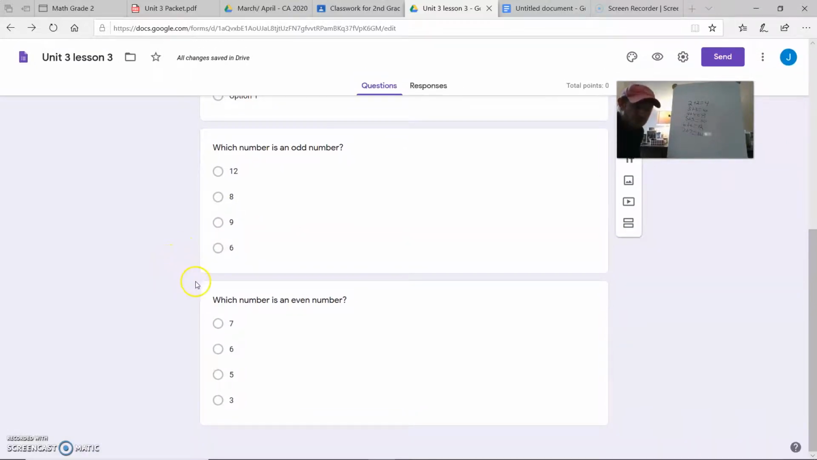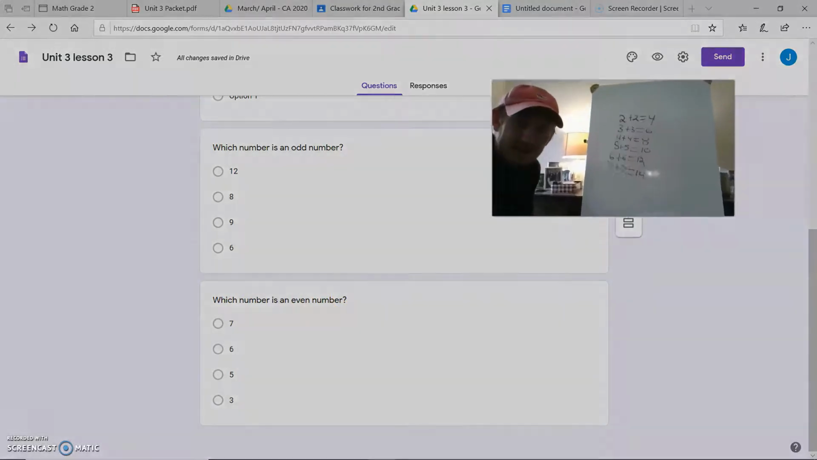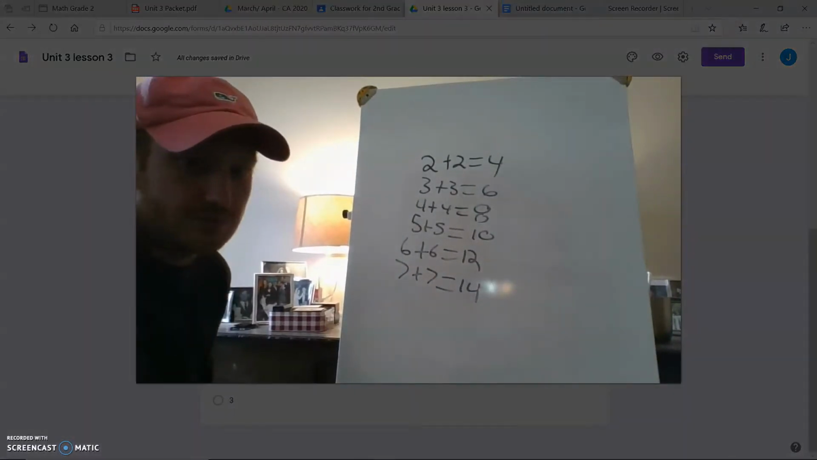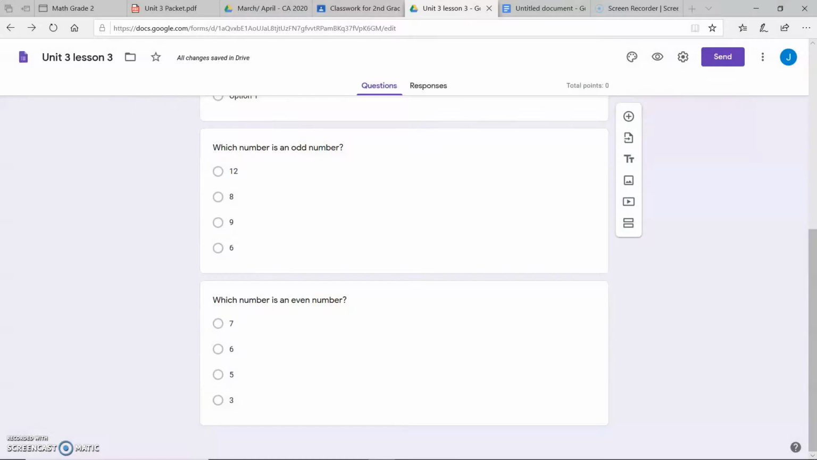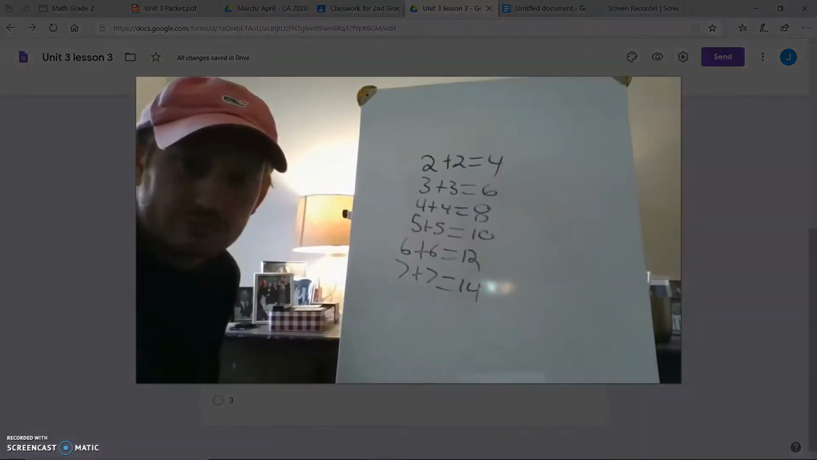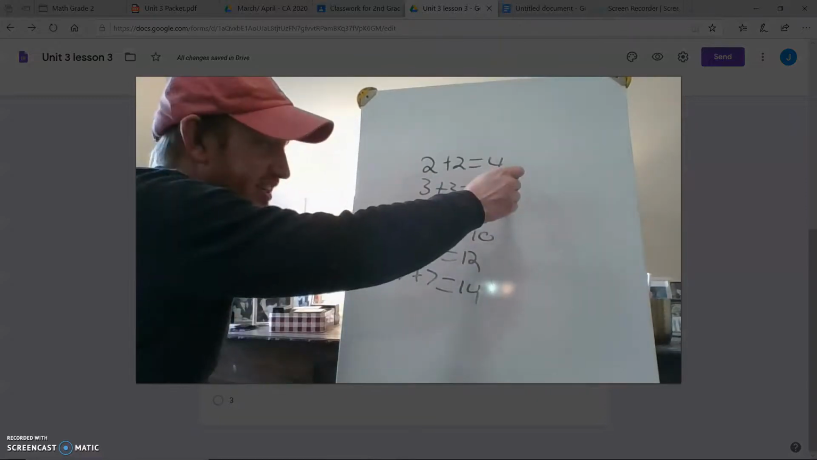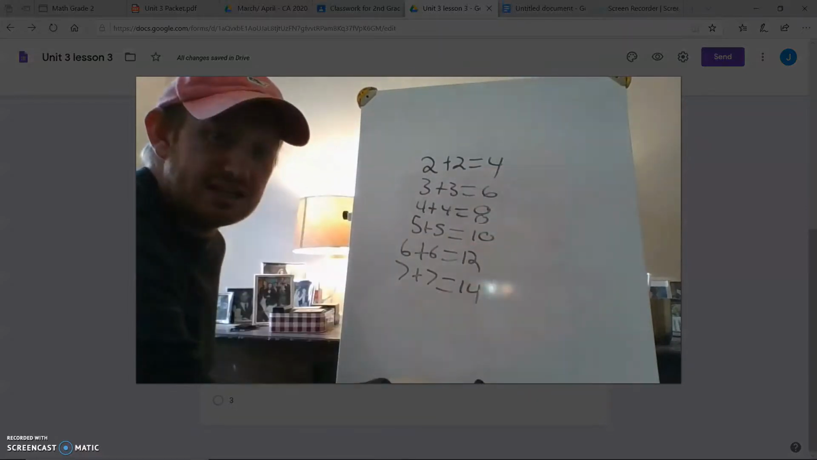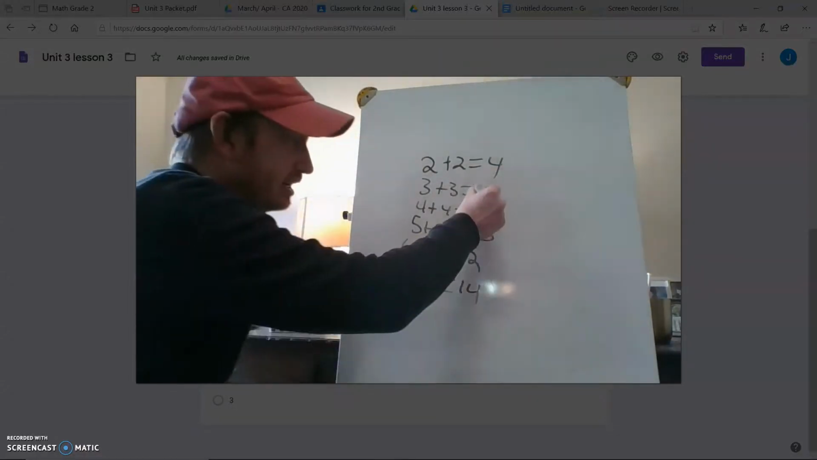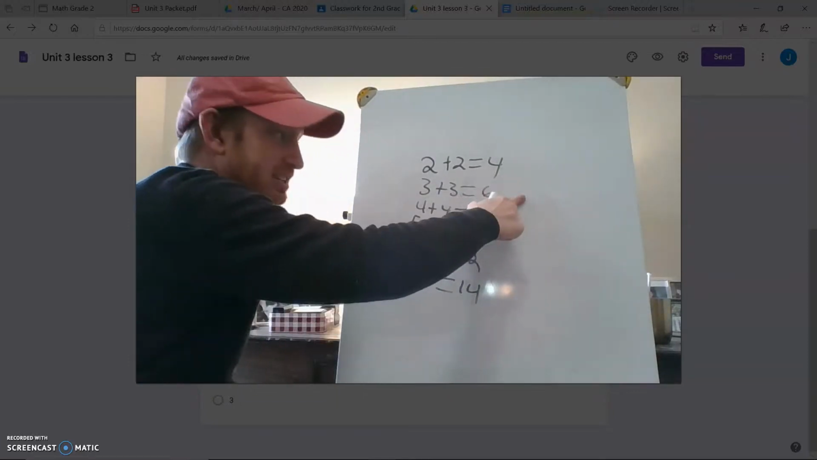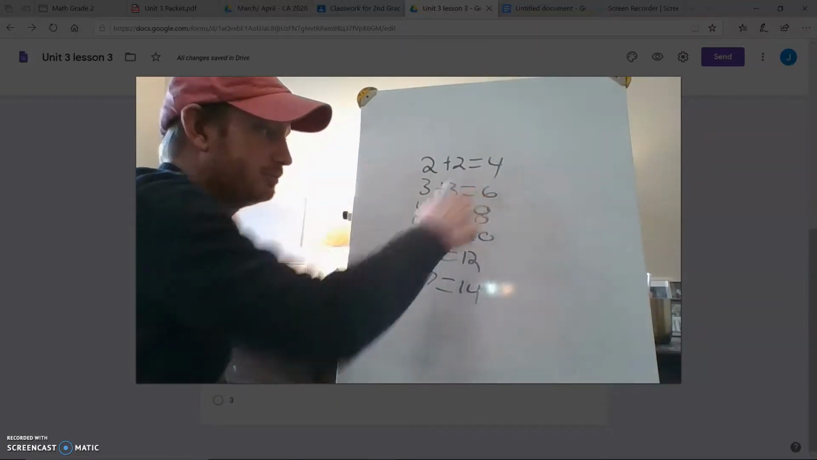And then our last question says, which number is an even number? Well, again, I have my doubles facts up, so I can just go through them. Is 7 an even number? 4, 6, 8, 10, 12, 14. It's not. 7 would go right in here, but it doesn't, so it's an odd number.